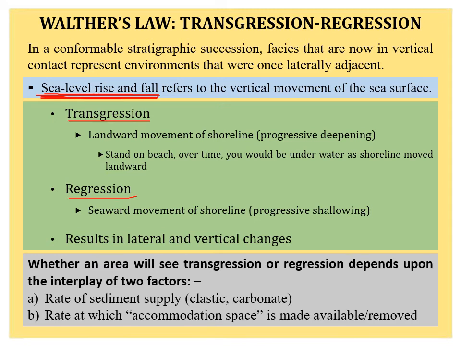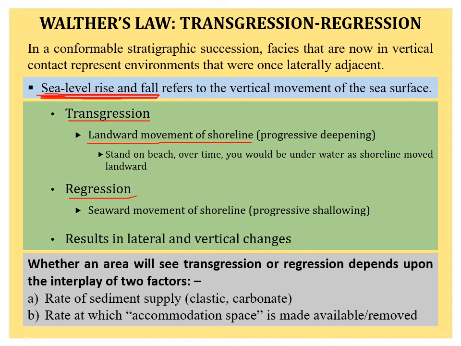For transgression, the sea is encroaching more towards land, that means more land area is inundated by seawater. And in case of regression, the sea is going back far from land, that means more and more land area is now exposed. Now, transgression and regression, that means movement of the shoreline, whether moving more towards land or more towards sea, is dependent mainly on two factors.